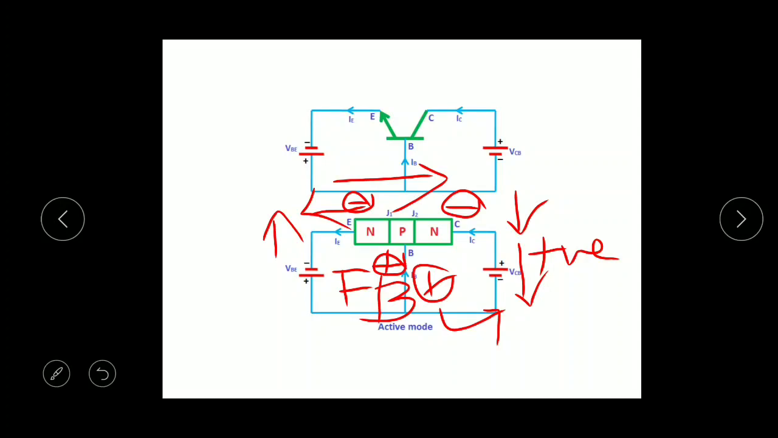Due to this, the majority of charges move from the N region to the other N region, toward the base-collector voltage. This conduction is called switching. Based on free electron movement from emitter to collector, the conventional current flows from collector to emitter terminal. So these are the three modes of operation: the first is cutoff mode, the second is saturation mode, and the third is active mode.